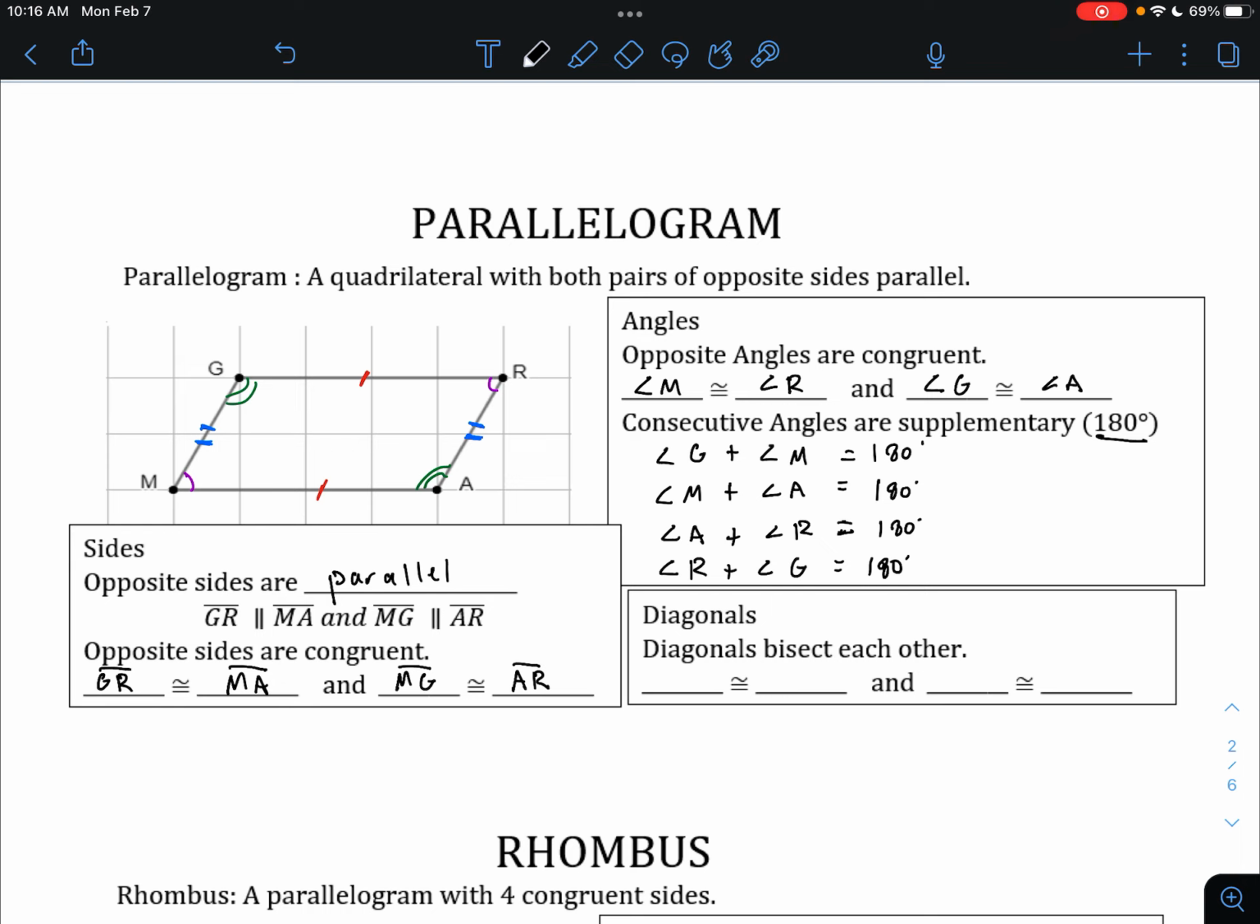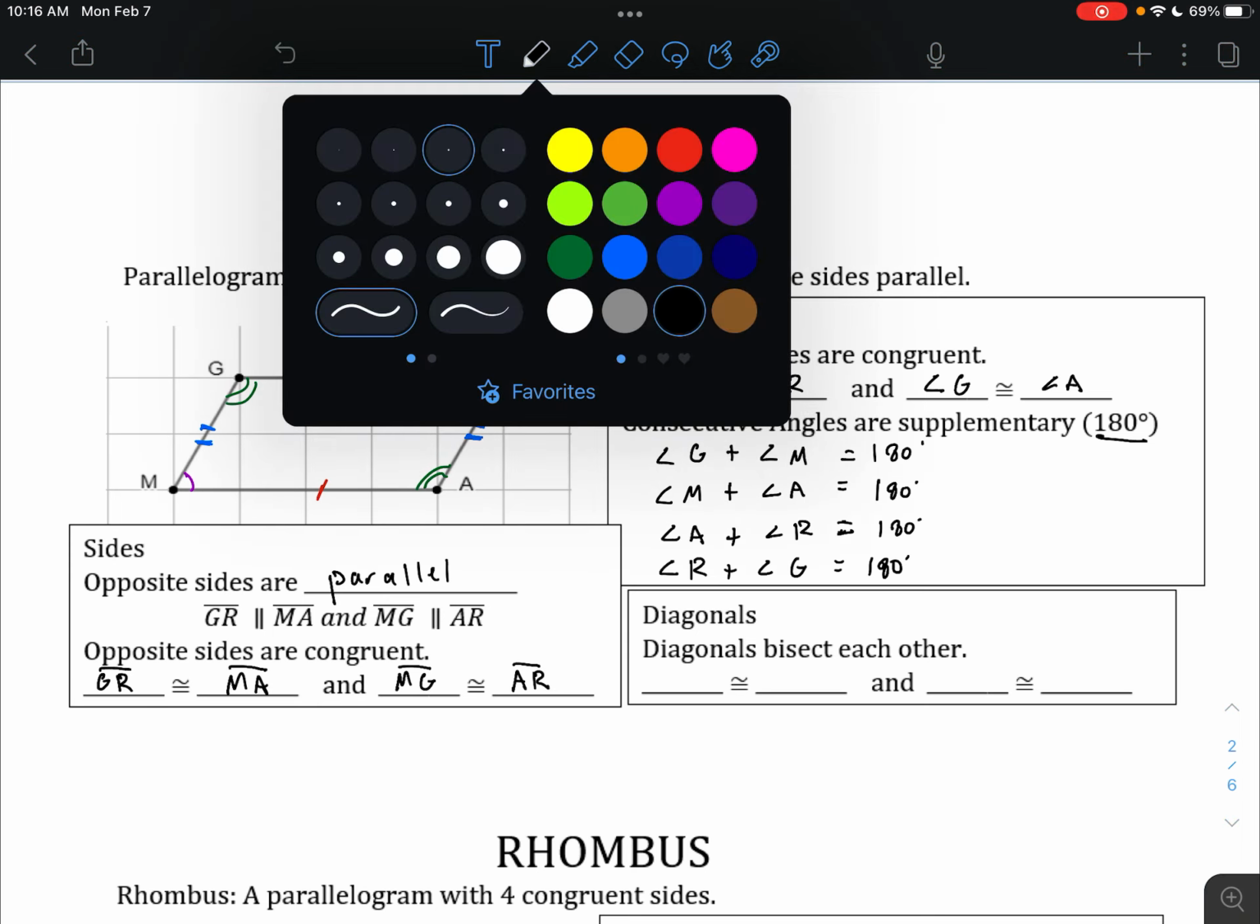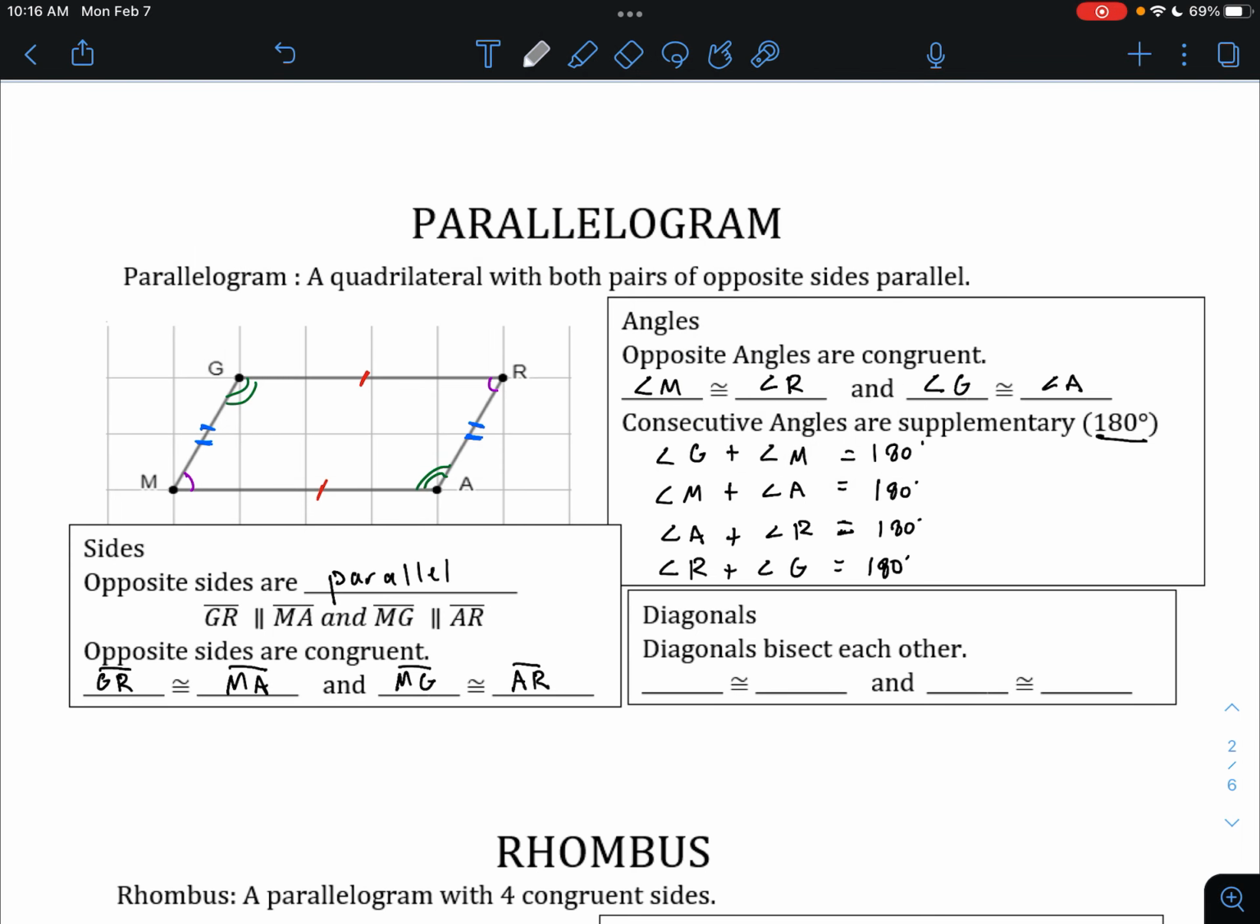Now, the last thing we need to know about parallelograms is that the diagonals bisect each other. So before we talk about that, we need to draw in our diagonals. Go ahead and draw those in. M to R and G to A. We're going to go ahead and put a midpoint right in the middle. So let's call that point N. Remember, we usually use M for a midpoint, but since M is already taken, we're going to call this N.